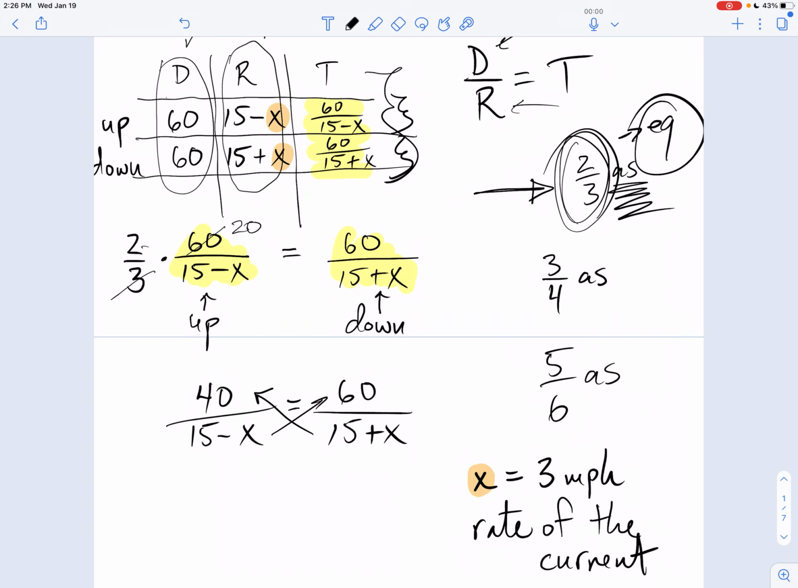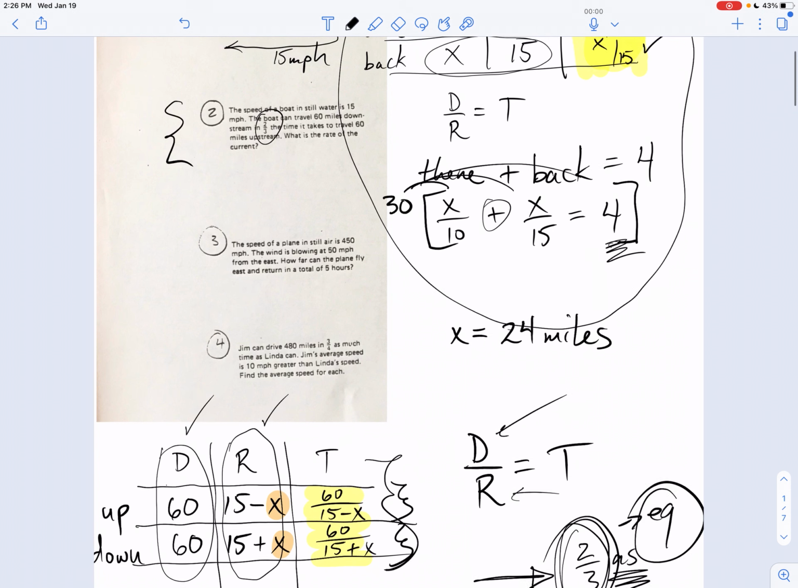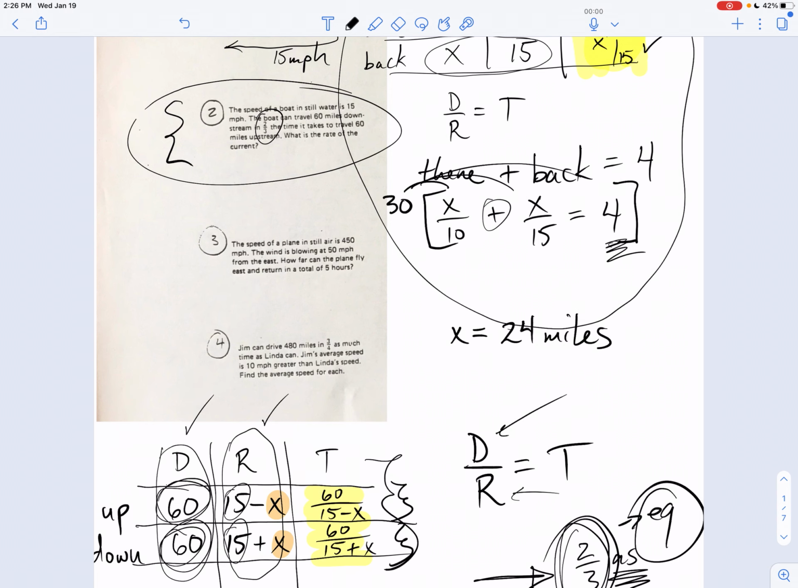So let me stop for a second, scroll back up. Let's analyze this. Question 2. The speed of a boat in still water is 15 miles per hour. Okay, that's why I have 15. So that's to represent how fast the boat goes. The boat can travel 60 miles downstream in 2/3 as much time as it can travel 60 miles upstream. What is the rate of the current? I don't know. That's the thing I don't know.